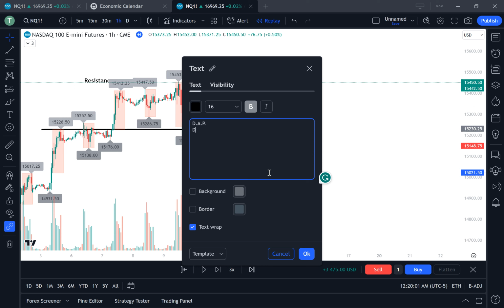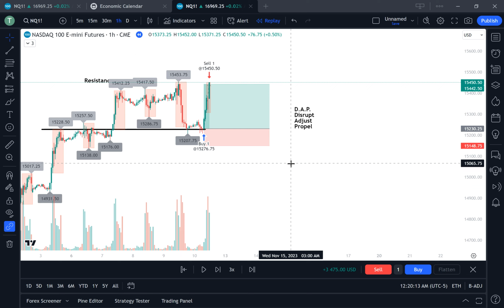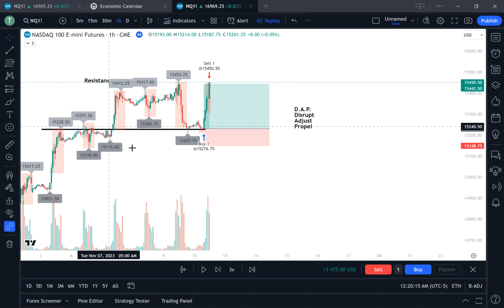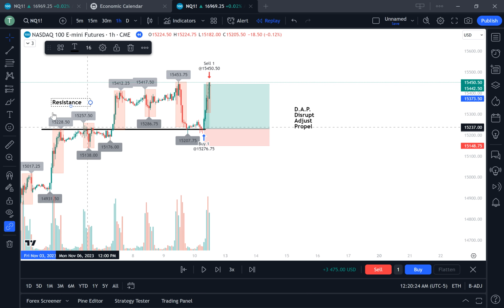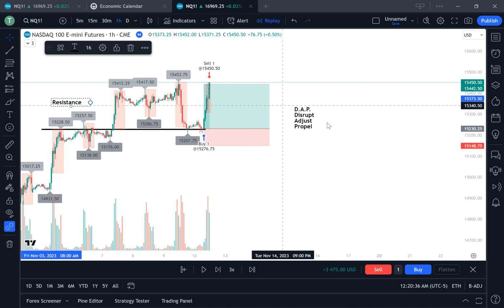DAP stands for disrupt, adjust, and propel. And that's exactly what I do. I wait for the market to show me a DAP. Just like you dap your homies up, I wait for the market to dap me up. I say disrupt, boom, I see price disrupted this level, this resistance level. It was once resistance, became support, so it disrupted it, it adjusted, came back down, and then it propelled right back to it. So you always gotta look for that whenever price breaks that same level again.